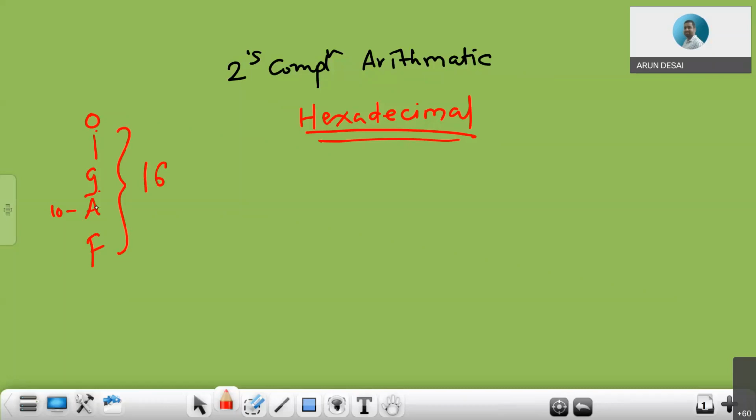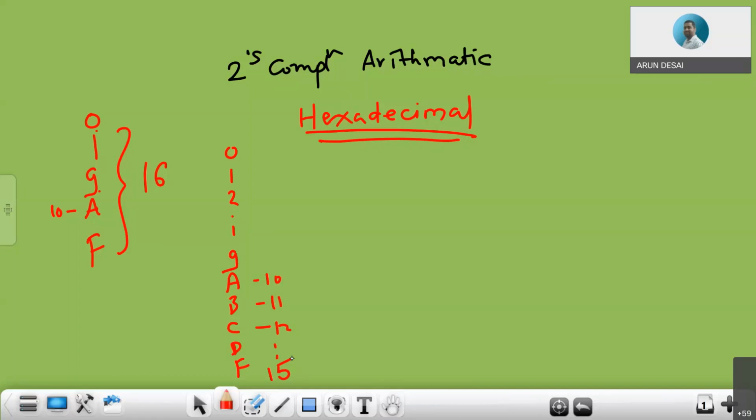It is treated as 0, 1, 2 up to 9, and then from 10 onwards A, B, C, D till F, just like the decimal equivalents 10, 11, 12, and so on till 15, right? So this is how those symbols are there, 0 to 15 or 0 to 9 and A to F, a total of 16 symbols in hexadecimal.